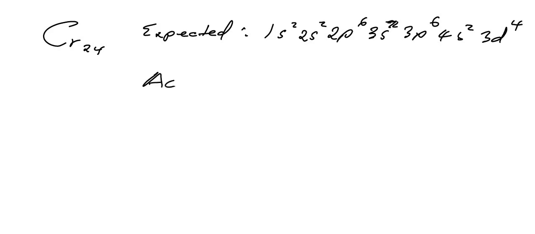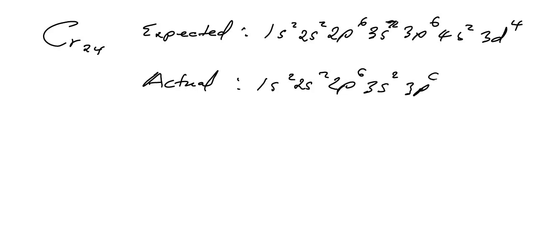Then the actual one is 1s2, 2s2, 2p6, 3s2, then 3p6, 4s1, and 3d5. So we get one electron from this guy here. We get one electron from the 4s and put in the 3d, because there's no way the 4s can be happy when the 3d has not even reached half.